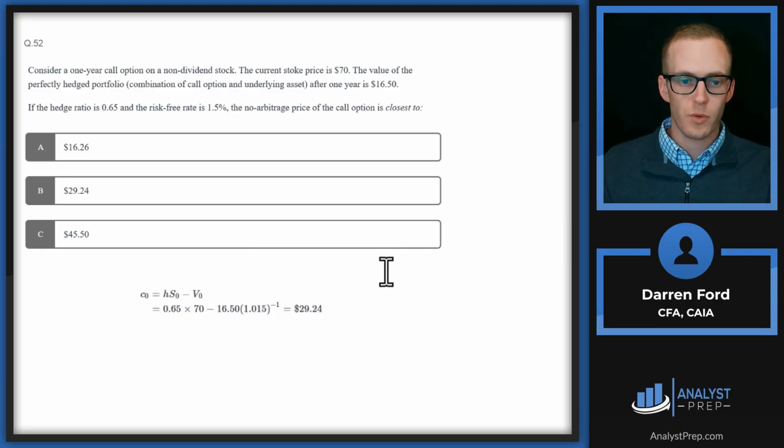So we're going to be using this formula here, which is going to be our hedge ratio times our stock price. So this should be in parentheses here. So 0.65 times 70, and then we're subtracting out the value of this back to the present value. So we're going to take the 16.5, discount this back to the present at 1.5% for 1 year. And that gives us a call option price of 29.24.